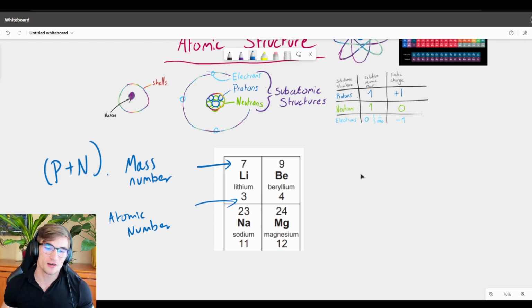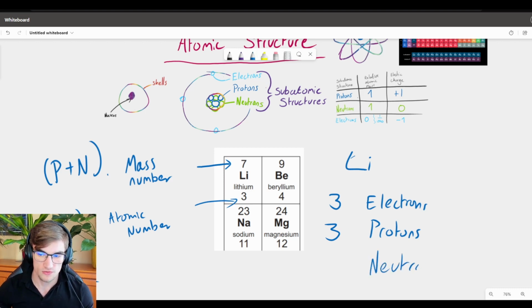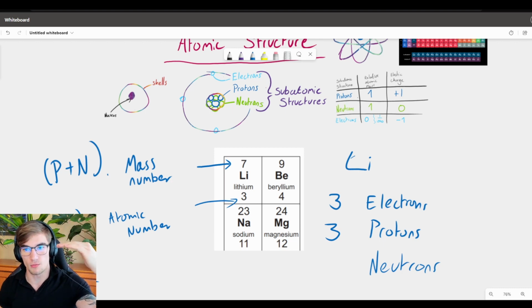So the atomic number tells me how many protons there are. It also tells me how many electrons there are, right? Because as I just explained, the number of protons has to be equal to the number of electrons. Therefore, lithium has 3 electrons, it has 3 protons. Now I can figure out how many neutrons it has. How? If you look back, the mass number was 7. And I know that it has 3 protons. And I also know that the mass number is made up of protons and neutrons.